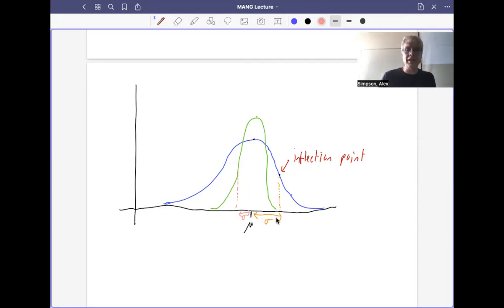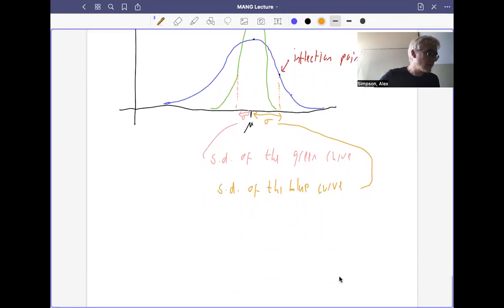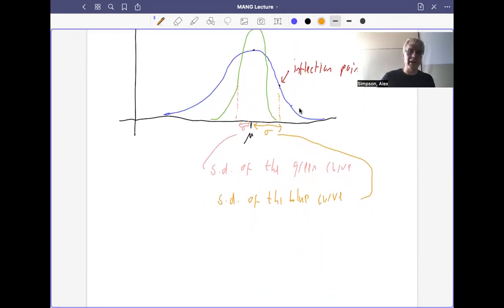We've got a large standard deviation, the orange one. So this is the standard deviation of the green curve, and the orange one is the standard deviation of the blue curve. So this is the standard deviation of the blue curve. The larger standard deviation means that values are more likely to be distant from the average.